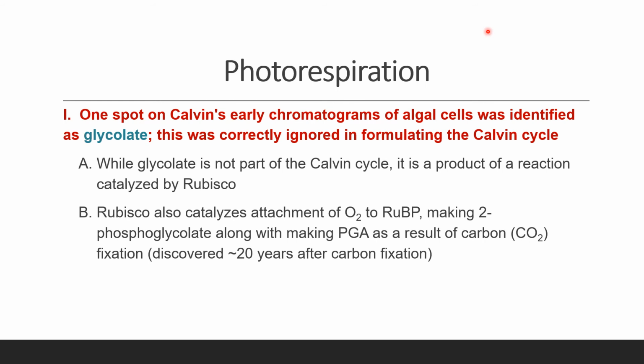Approximately 20 years after it was found that rubisco catalyzed the attachment of carbon dioxide to RuBP, it was discovered that rubisco also catalyzed a second reaction in which oxygen is attached to RuBP to produce 2-phosphoglycolate along with PGA. Phosphoglycolate is subsequently converted to glycolate by an enzyme in the stroma, and this glycolate is produced in the chloroplast and is transferred to the peroxisome and eventually leads to the release of carbon dioxide.